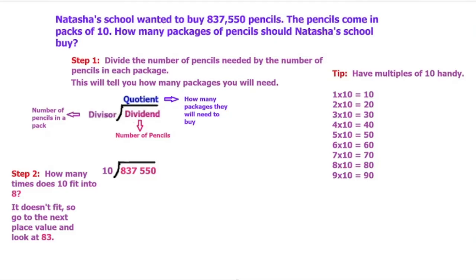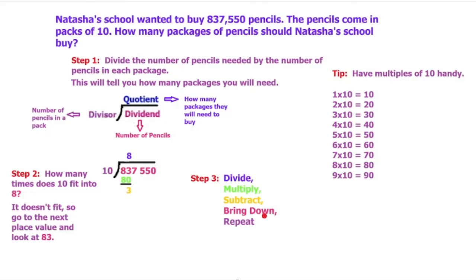So now we follow these steps. So we divide, multiply, subtract, bring down, and repeat. So let's see how that works. So like we said, 10 fits into 83 8 times. So we did the division part. Now we multiply. So 10 times 8 equals 80. That's the multiplication. Now we're going to subtract. So 83 minus 80 is 3. We have 3 left over.